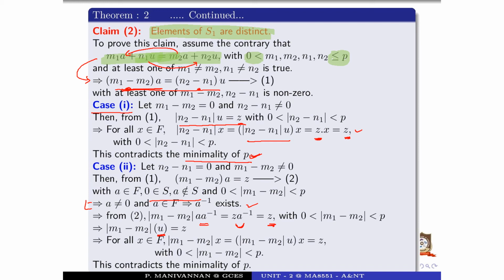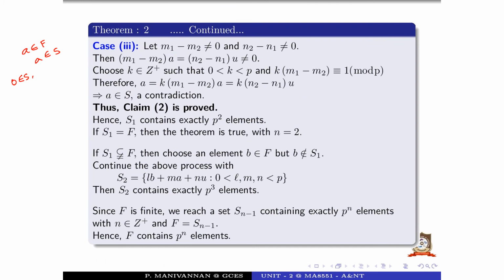It is the contradiction. What is the contradiction? M1 minus M2 into one element will be 0, then the characteristic value of the field is M1 minus M2. Here let us assume x belongs to F, by the previous property. This is the contradiction to the minimality of P. The previous two cases, either M1 minus M2 equals 0 or N2 minus N1 equals 0.